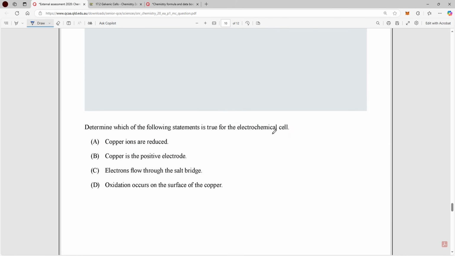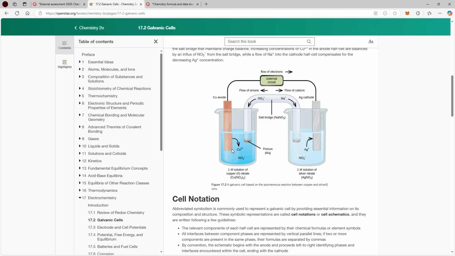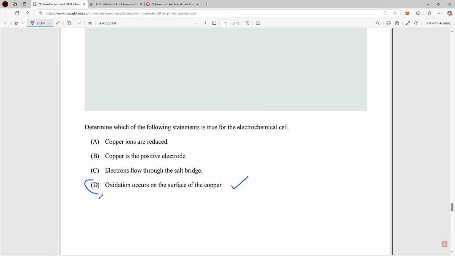Determine which of the following statements is true for the electrolytic cell. Oxidation occurs on the surface of copper. Straight away that one's true, and there's usually only one true statement here. Oxidation is occurring here because it's losing electrons, and that's the definition of oxidation. So I'm going to say straight away the answer is D, but we'll also show why these ones are wrong. Copper ions are reduced. That's not true, because that's contradicting this guy down here. Copper is the positive electrode. No, it's not. It's the anode, which is the negative. Electrons flow through the salt bridge. No, they don't. The spectator ions do. So straight away the answer is D.